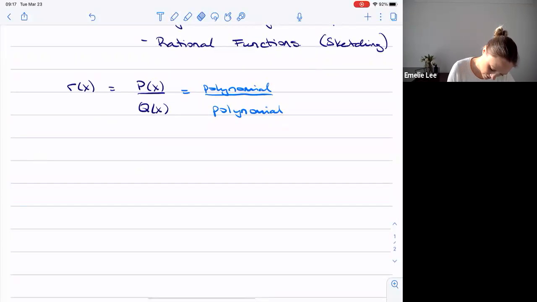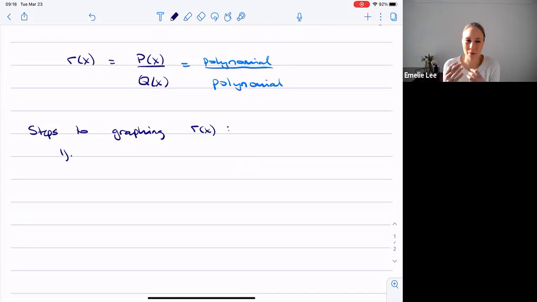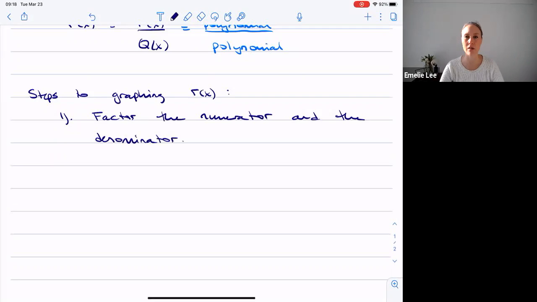Our steps to graphing r of x, where r of x is a rational function. The first step is we're going to factor. I'll bring up again later why we want to factor at each step. It just makes it easier to find things like the vertical asymptotes and the x-intercepts. If we factor both the numerator and the denominator, it's going to be a lot easier later on. So we're going to factor the numerator and the denominator. That's going to be your first step.